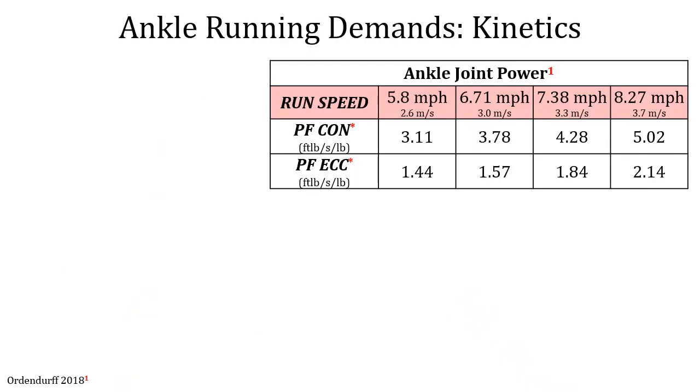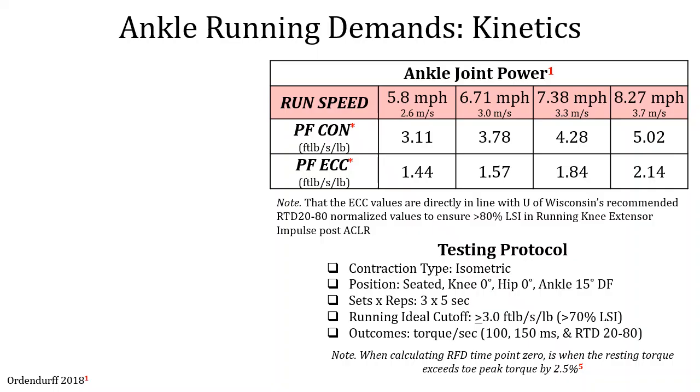So when we look at the ankle joint power and the rate of torque development of the plantar flexors, they are working much more intensely in their concentric action than they are in their eccentric. Specifically, just over a twofold increase concentrically than eccentrically, even though they do have that eccentric role. The testing protocol would be isometric, seated or supine, as shown historically.